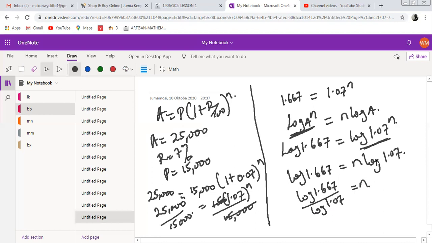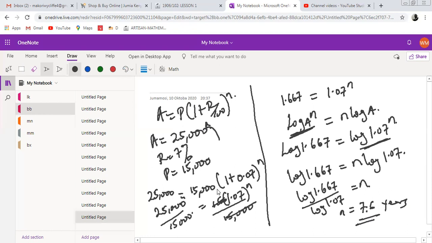So log 1.667 divided by log 1.07 will give us n, which is 7.6. It will take around 7.6 years for this amount to accumulate to this amount with this rate of compound interest.